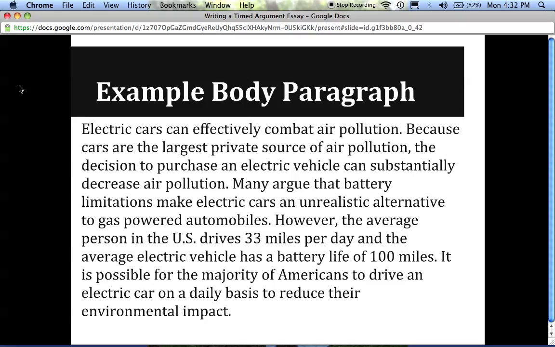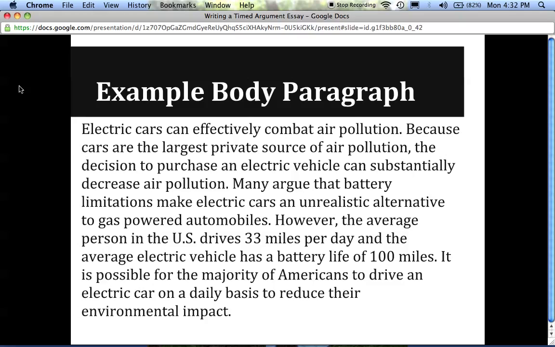Electric cars can effectively combat air pollution. Because cars are the largest private source of air pollution, the decision to purchase an electric vehicle can substantially decrease air pollution. Many argue that battery limitations make electric cars an unrealistic alternative to gas-powered automobiles. So there's your counterargument. However, the average person in the United States drives 33 miles per day, and the average electric vehicle has a battery life of 100 miles. There's the evidence refuting the counterargument.